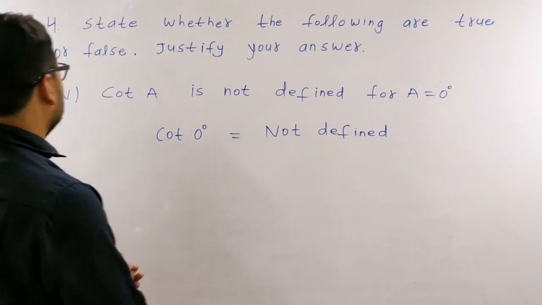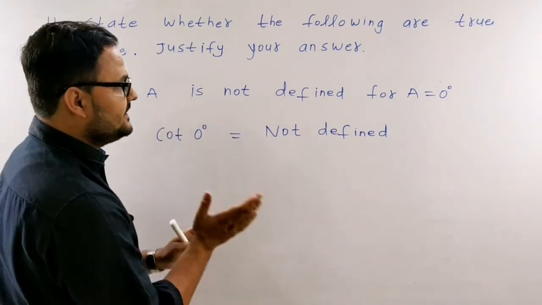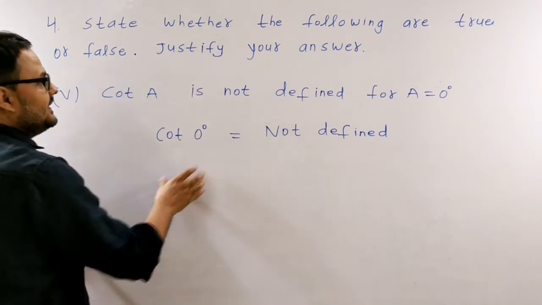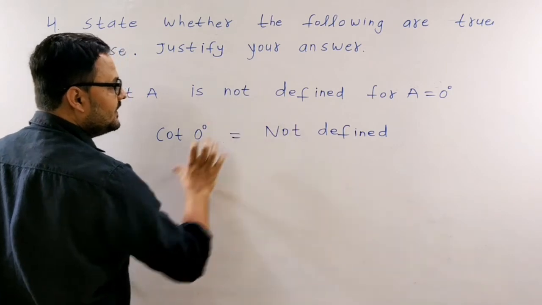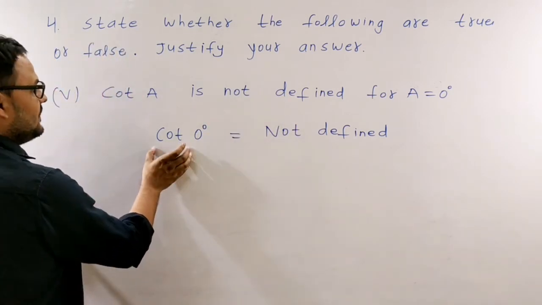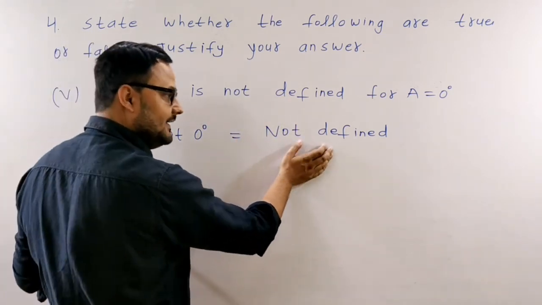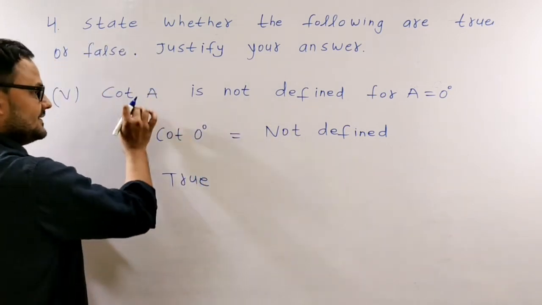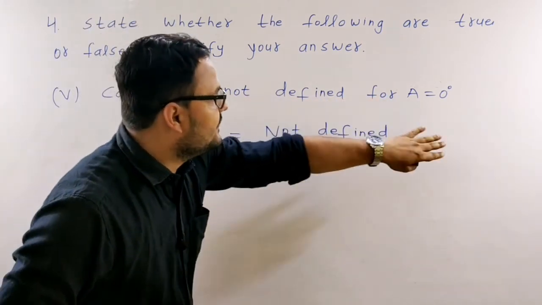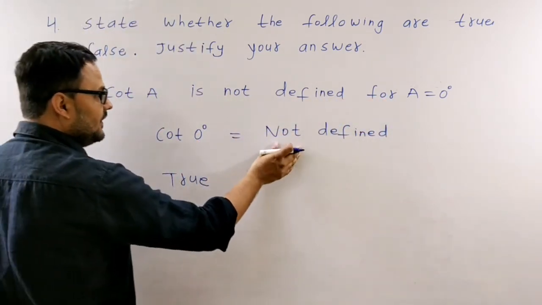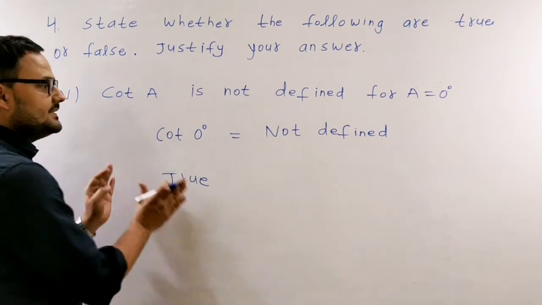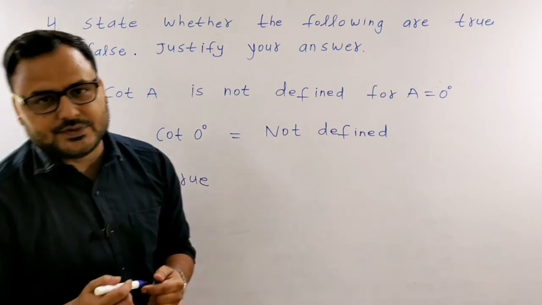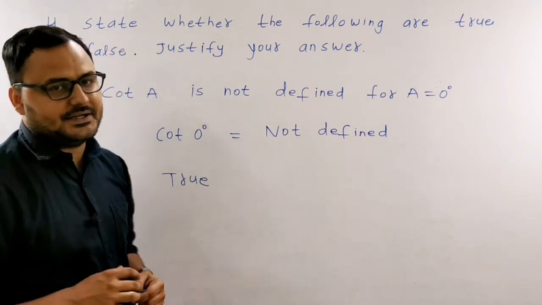Now the fifth one, and the final question of exercise 8.2 class 10 NCERT. It says cot A is not defined for A equal to 0. It means cot 0 is not defined, that we know. So this is true, because they are asking if A equal to 0, it means cot 0 is not defined. So yes, cot 0 is not defined. And this is the end of exercise 8.2 class 10 NCERT.